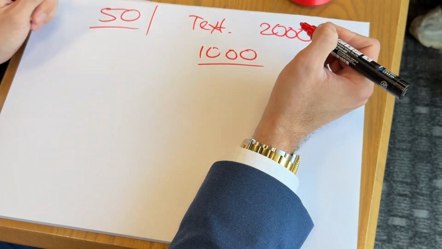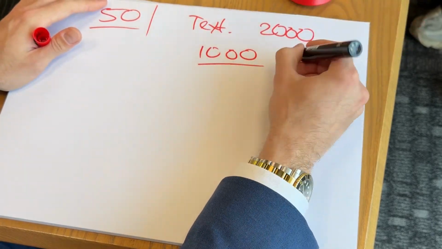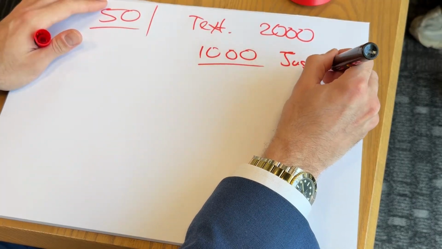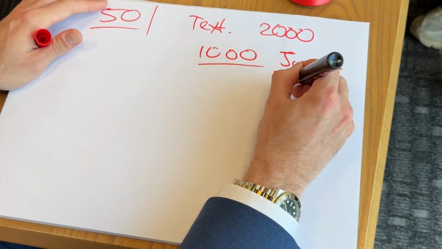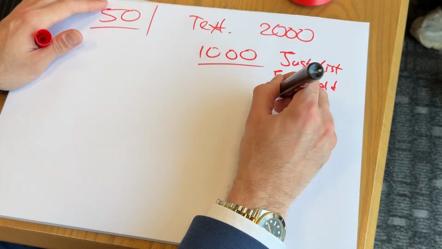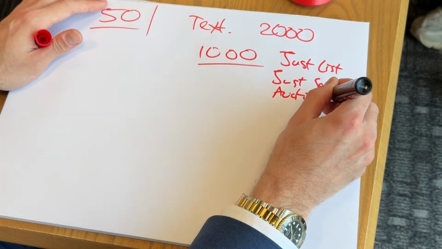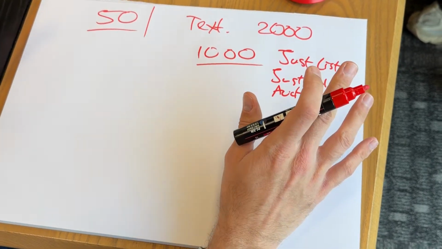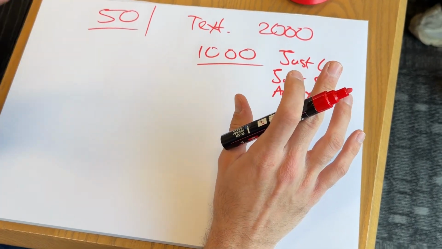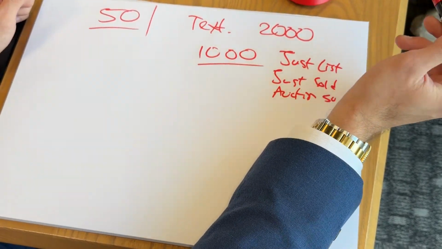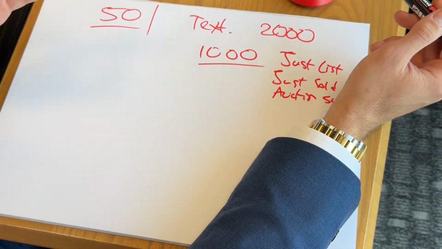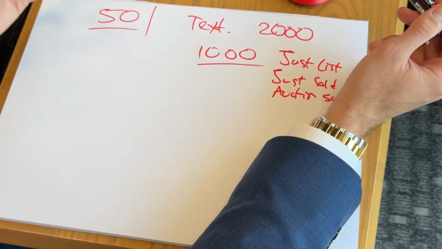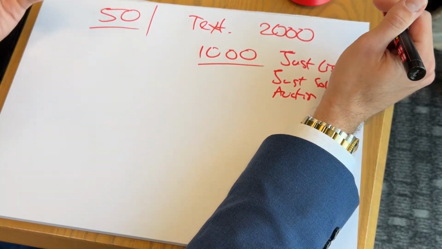Now, what are we going to text them? We're going to keep it super simple. It's going to be a just listed or just sold, and maybe the auction results. And it doesn't have to be your property that you sold. Like, who cares? If it's not your property that you sold, it doesn't matter. You're just texting everyone to let them know information about the market. You're the market leader and you're providing value.